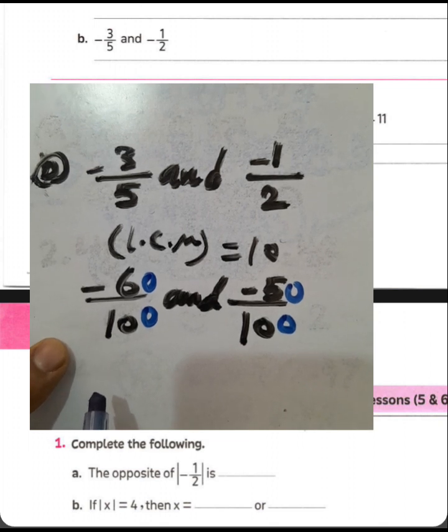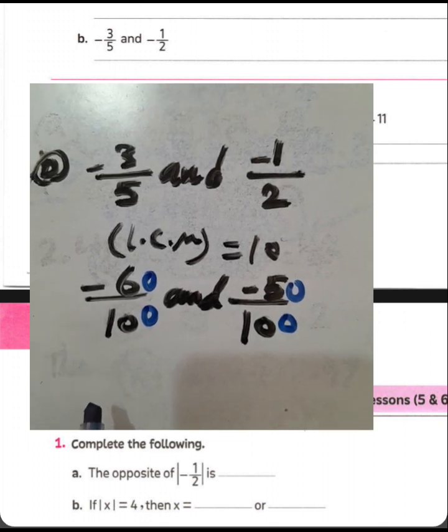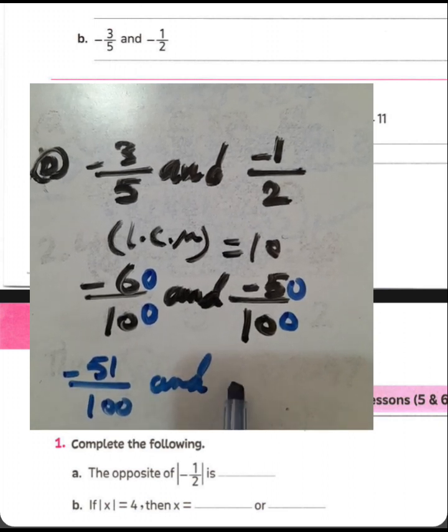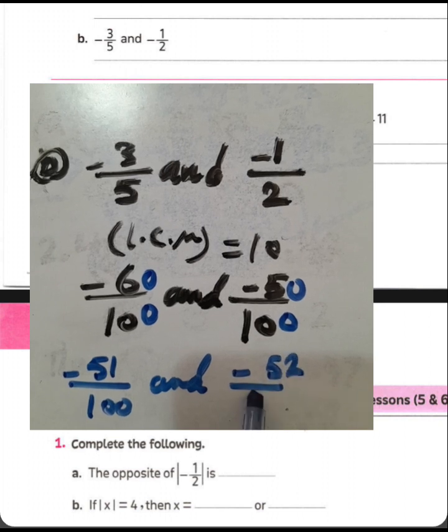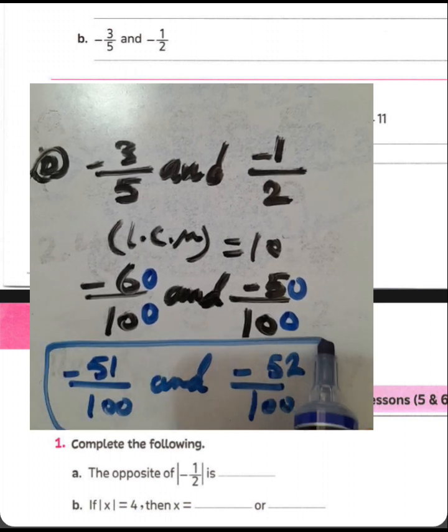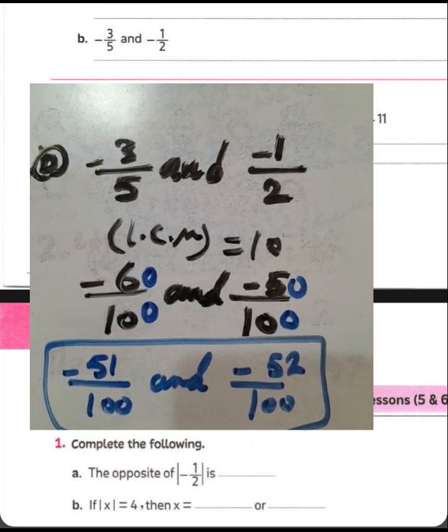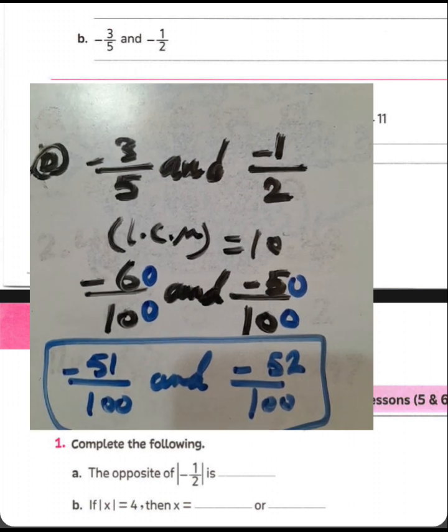Understood? Then the number will be what? The answer here will be negative 51 over 100 and negative 52 over 100. We have here two solutions. The two numbers will be negative 51 over 100 and negative 52 over 100. It's the result for question letter B. Okay.